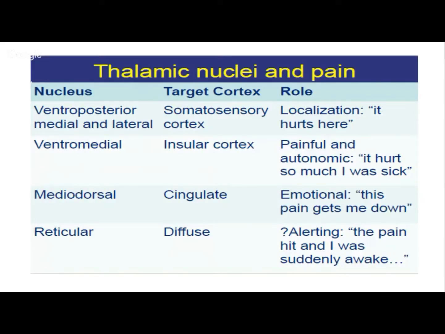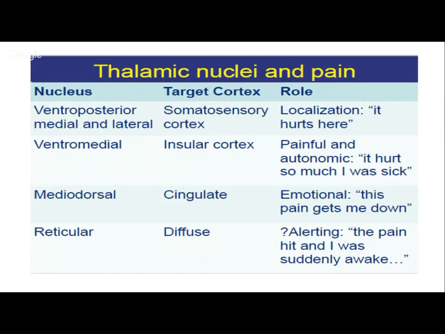So when it goes to the VPM and VPL, it's the localization of the pain pathway. So that's your discriminatory pain pathway. It hurts you, so you can pinpoint where the pain is, right? When it goes to the ventromedial nucleus of the thalamus and goes to the insular cortex, there is a painful and autonomic component to the pain. It hurt so much that I was sick, okay? Then there's also a mediodorsal nucleus that can go to the target region in the cortex, the cingulate gyrus. In that case, it becomes the emotional component of the pain.